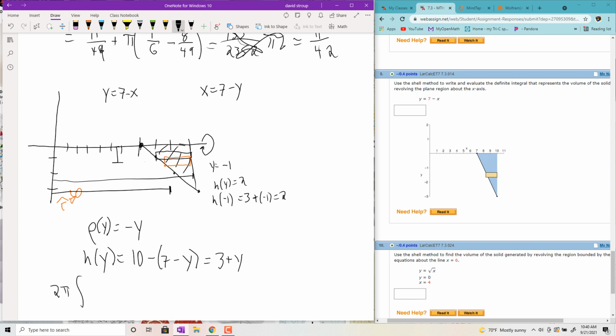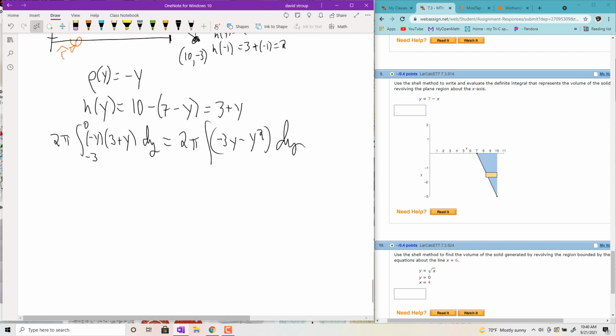I got 2 pi. My Riemann man is going from this point here, which if you think about it, is going to be at 10, comma 7 minus 10 is -3. So the Riemann man is going from -3 to 0. And we are integrating -y times 3 plus y dy. Okay, so that would be 2 pi integral -3y minus y squared dy, and then you should be home free at that point.